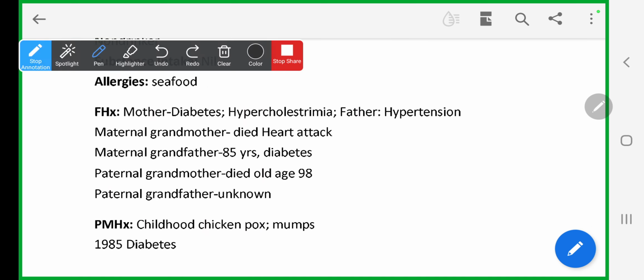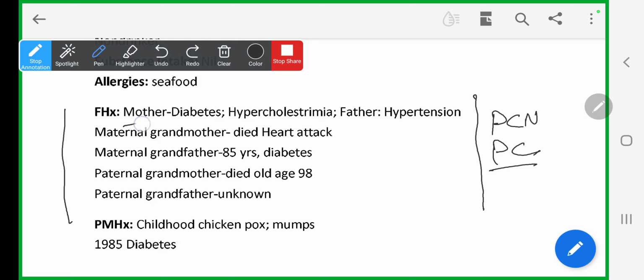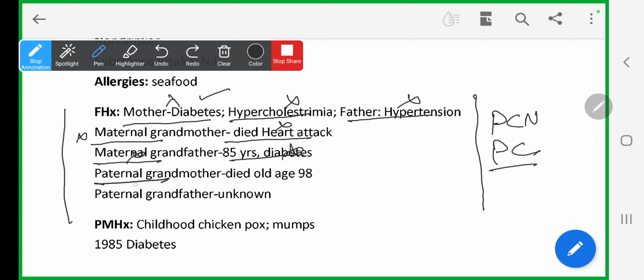Now, again, keep one thing in mind. Seeing all this history with reference to palliative care nurse and for palliative care, how do you think? What about the mother's diabetes? Is it important or not? No, sir. No. So all the history is written over here. It's not relevant for the palliative care nurse when she has to provide the palliative care, right?